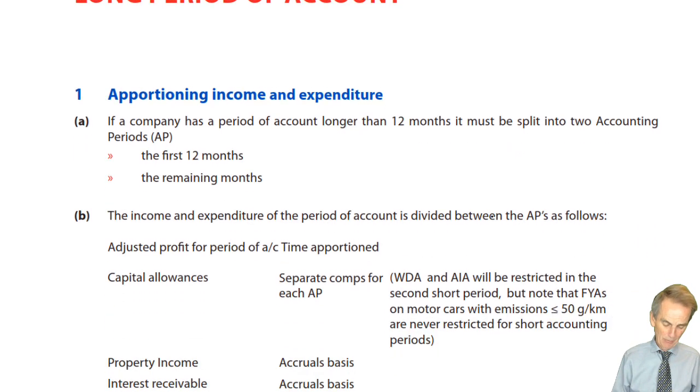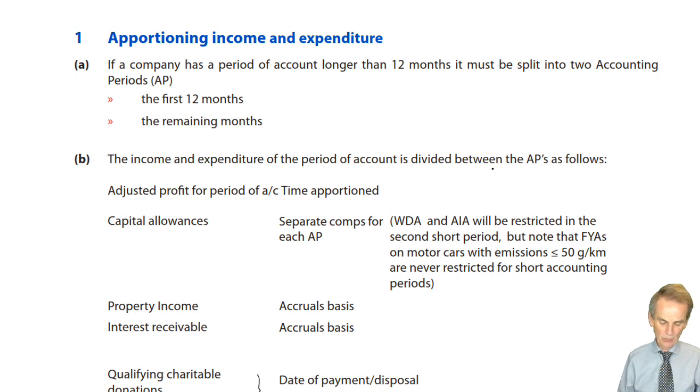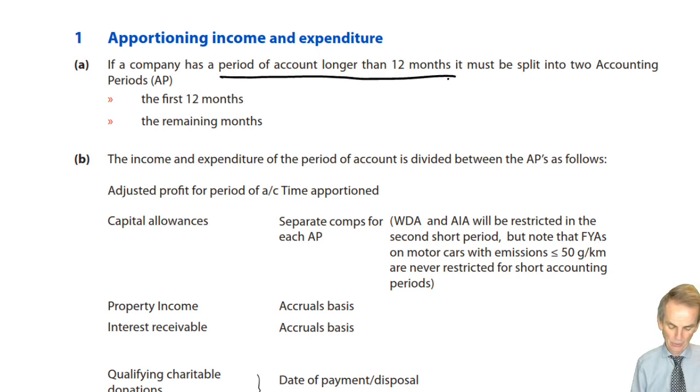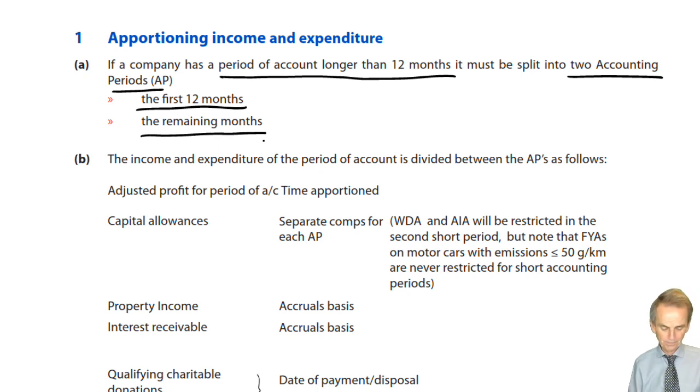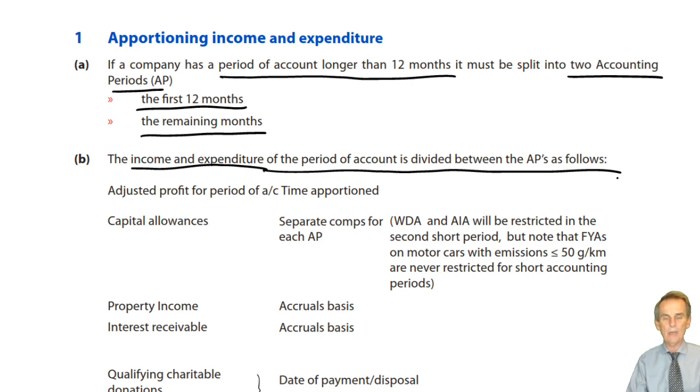Our rules here in Chapter 17, as we look now at our notes, cover how we apportion any income and expenditure. As we've said, if a company has a period of account longer than 12 months, we split it into two accounting periods, the first 12 months and whatever then was the remaining months. So we now look at the income and expenditure of the period of account and how that is to be divided between the accounting periods as follows.